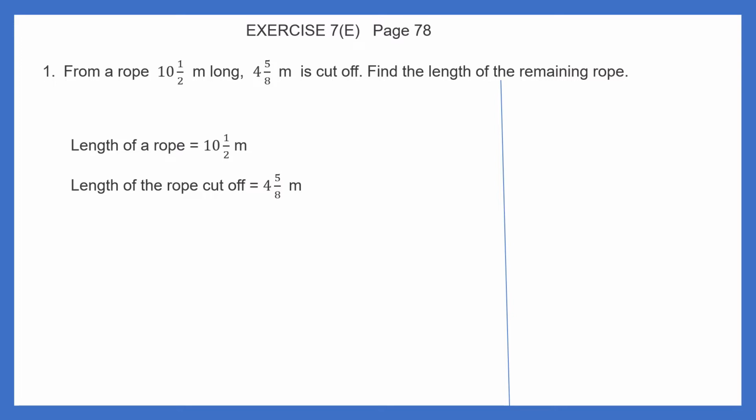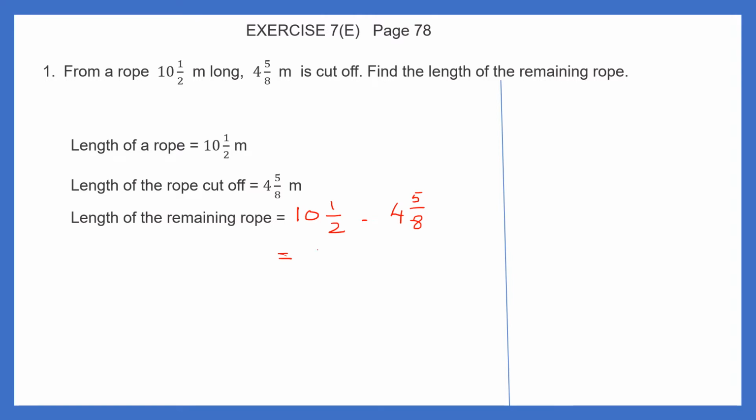So I want you to imagine there is a rope which is about 10 1 by 2 meters long. From that a small portion is cut off. So to find the length of the remaining rope, we have to subtract. Let's find the length of the remaining rope. So we start with subtraction. I'm going to write down both these fractions, 10 1 by 2 minus 4 5 by 8. All of you remember, isn't it, how to do subtraction in fractions. So the first step is we convert this to an improper fraction. It's already a mixed number, converted to an improper fraction.